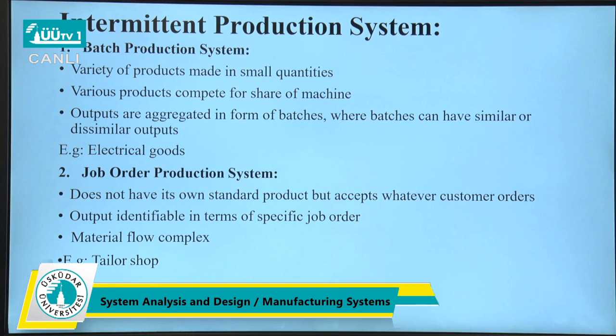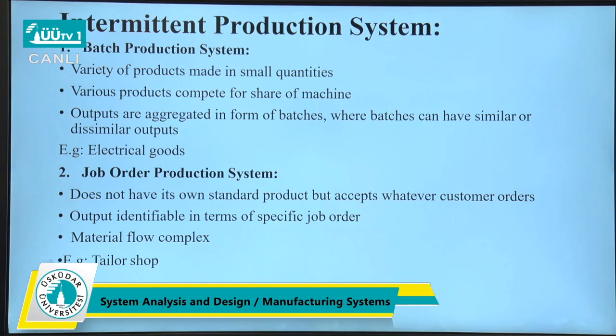And when we take a look at the intermittent production system, we have the batch production system first of all. As a characteristic feature, a variety of products are made in small quantities, and the various products compete for a share of machine, and the outputs are aggregated in the form of batches, where batches can have similar or dissimilar outputs. We can give electrical goods production as an example for the batch production system.